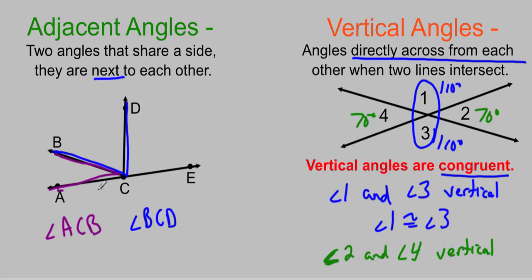These two angles would be considered adjacent because they share that common edge and meet at that vertex there. So adjacent angles are touching each other. Vertical angles are directly across from each other. They don't share a side at all. The only thing they share is that vertex in the middle. So adjacent is next to, vertical is directly across from each other.